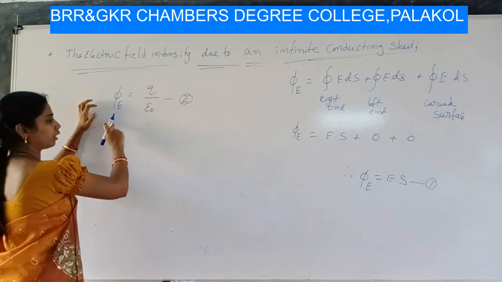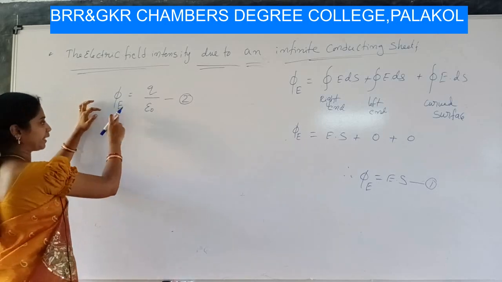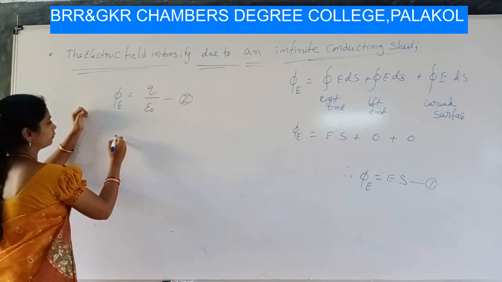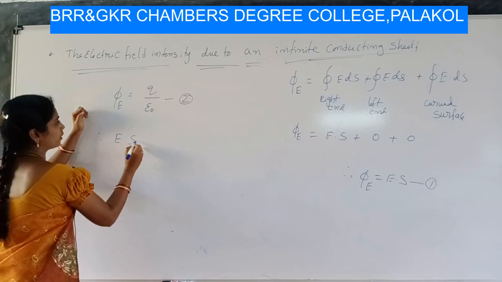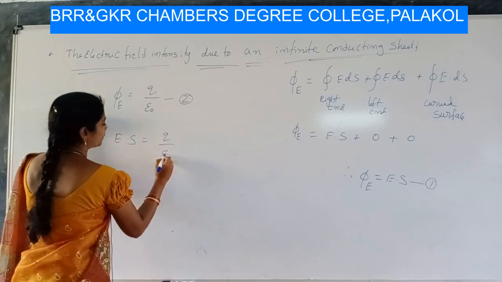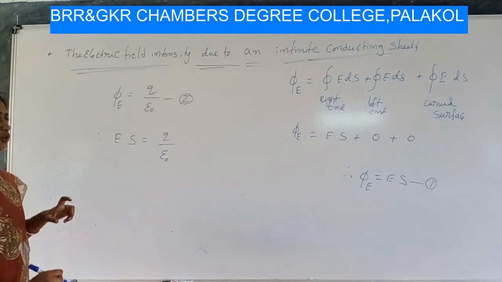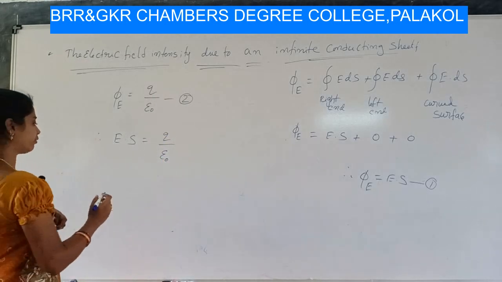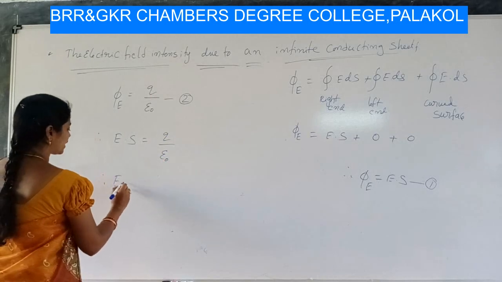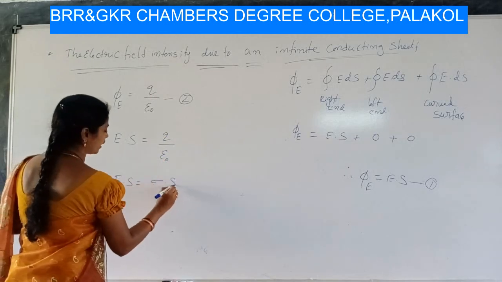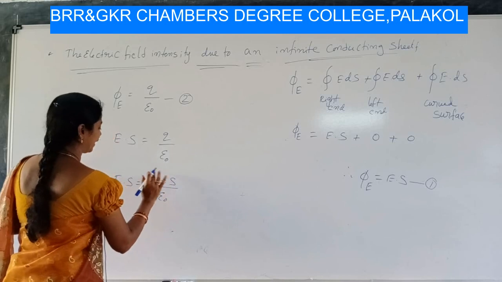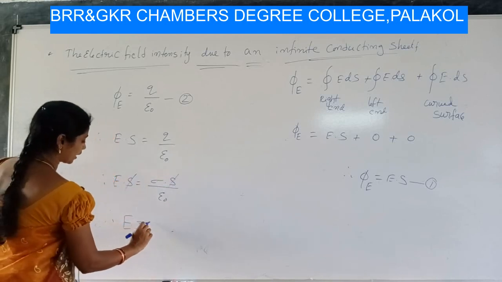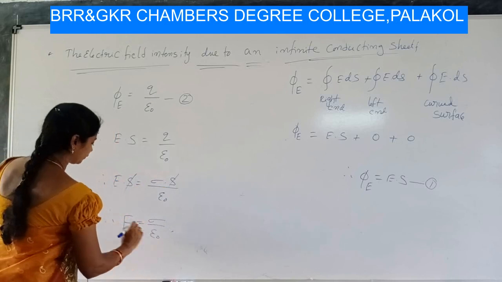Then from equation 1 and equation 2, equating the electric flux on the LHS, we get ES is equivalent to q by epsilon naught. Here charge q is considered in terms of charge density. Then we can write ES is equivalent to sigma S by epsilon naught. By cancelling S on both sides, we get E is equivalent to sigma by epsilon naught.